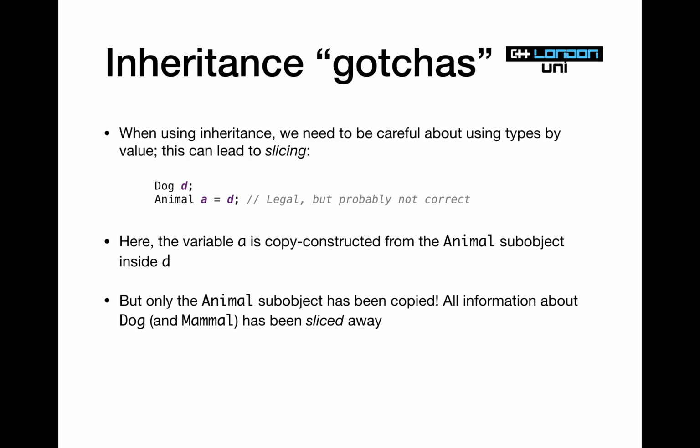I'll change the name of these. So we've got struct animal. We're just going to say it has these data members. It doesn't really matter what they represent. And then we've got a dog, which is a kind of animal, and also adds this new data member.